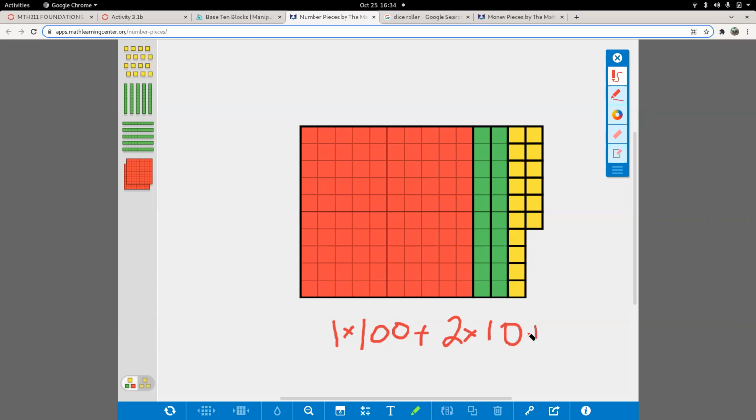and how many yellows? Those are my ones. Did I count the right ones? 1, 2, 3, 4, 5, 6. Yeah, so I have 16 ones now. So this is another representation of 136. It's just a different grouping of them.